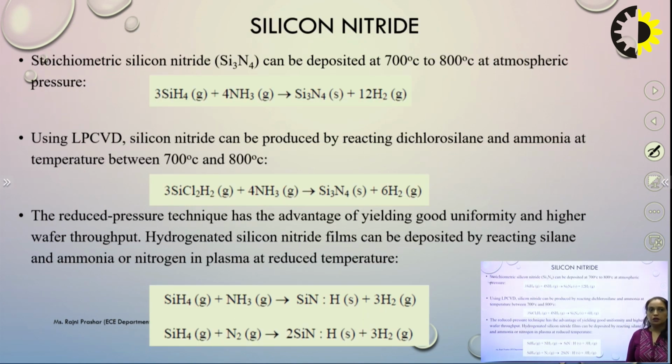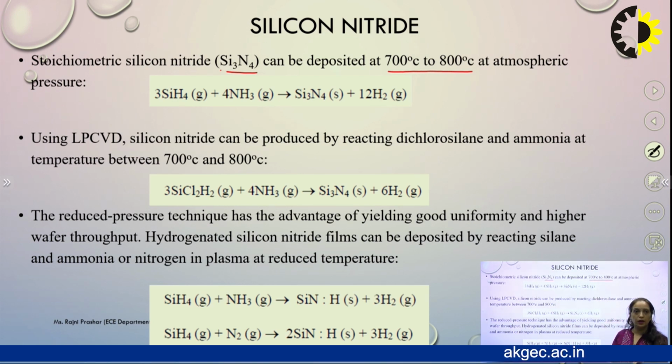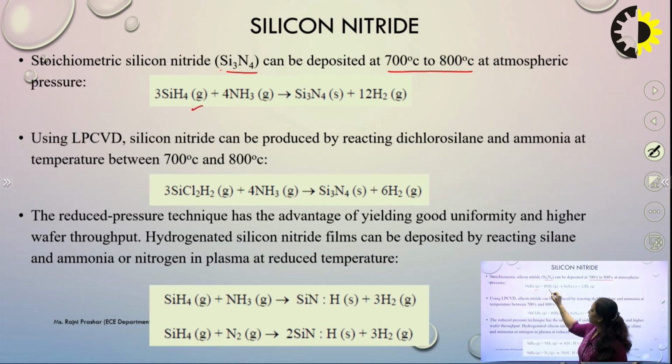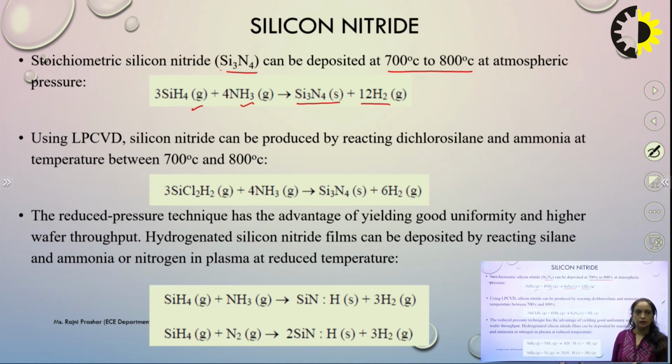The last material which is very important in case of VLSI is silicon nitride. Stoichiometric silicon nitride, Si3N4, can be deposited at a higher temperature as compared to the previous two materials, that is done at 700 to 800 degrees C at atmospheric pressure. So when silane is reacted with NH3, we are going to have silicon nitride and hydrogen gas as a residual. And using LPCVD, silicon nitride can be produced by reacting dichlorosilane and ammonia at a temperature between 700 and 800 degrees C.